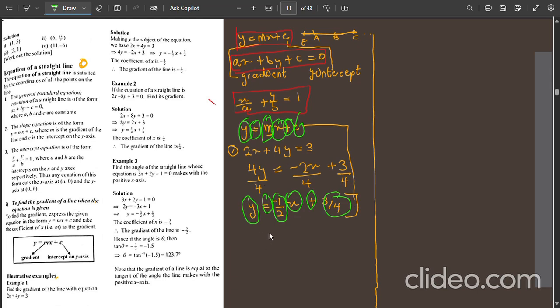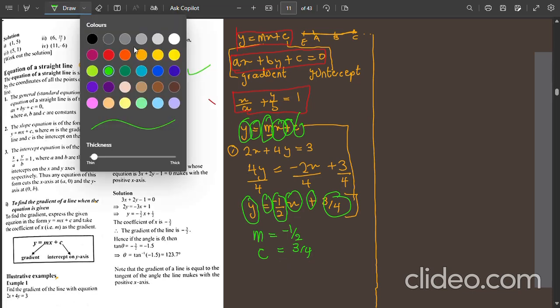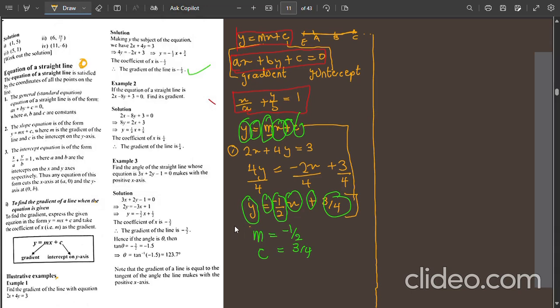That means that in this equation, the gradient of this line is minus half, and the constant is 3 over 4. The y-intercept is 3 over 4. And that is the same answer here. So we are right. Let's try another example.